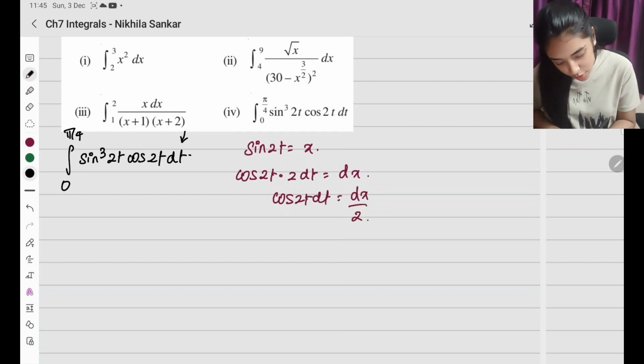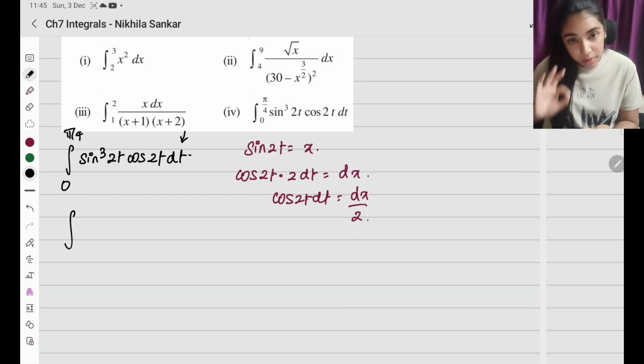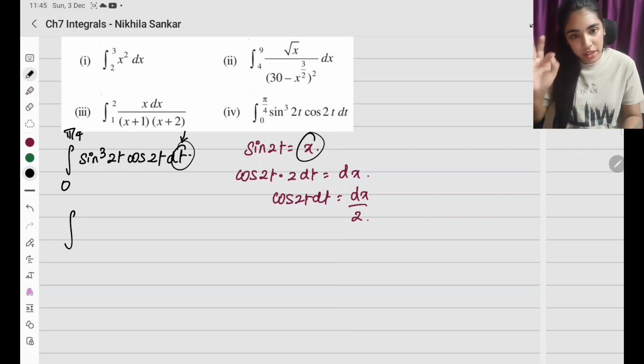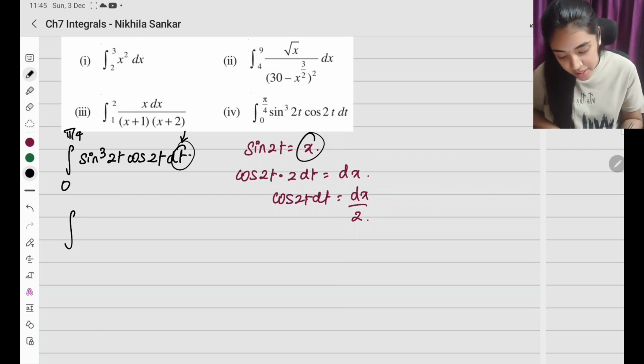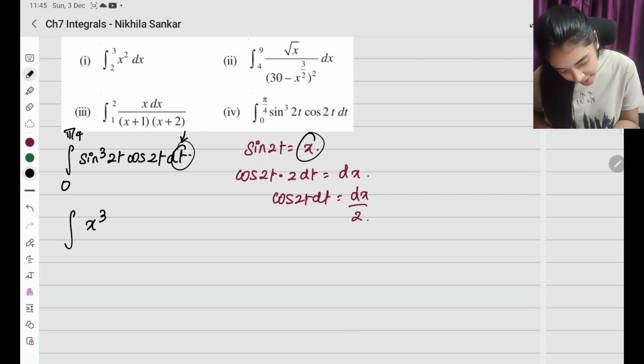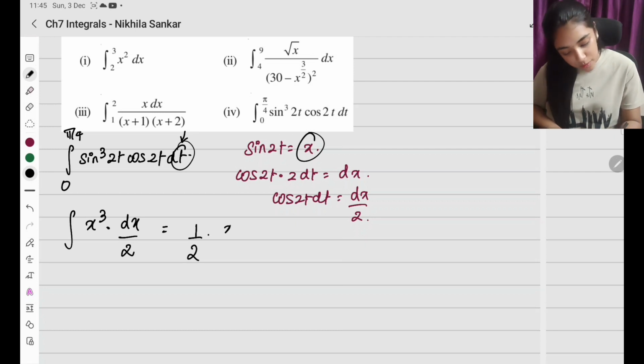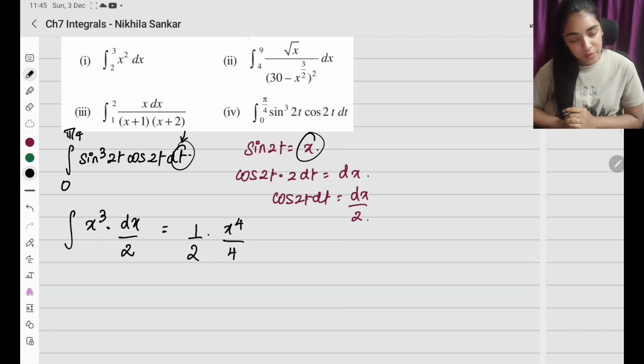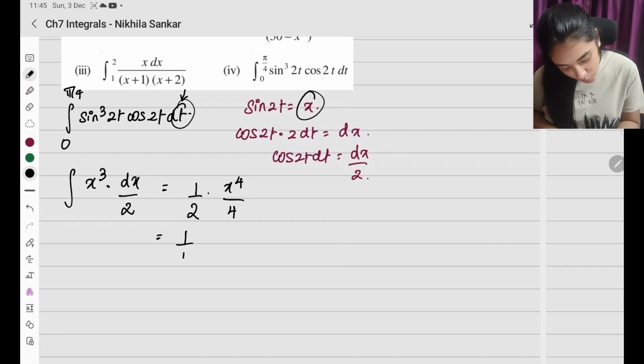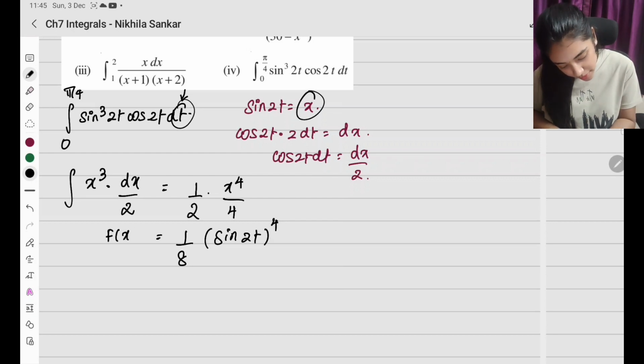So, when I substitute, what do I have? Integral of, I'm not writing the limits now because I've changed my variable of integration from t to x. So, limit வந்து கடைசியில தான் எழுத போறேன், இப்போ எழுத போறது கிடையாது. So, what do I have? Upper limit and lower limit I'm not writing now. So, sin cube 2t is going to be x cube times cos 2t dt is going to be dx divided by 2. So, when I find the integral, 1 by 2 times x cube dx is going to be x power 4 divided by 4. Okay, when I resubstitute for x, what do I have? 1 by 8, 4 2s are 8. x power 4 is going to be sin 2t the whole power 4. So, this is going to be my capital F of x.